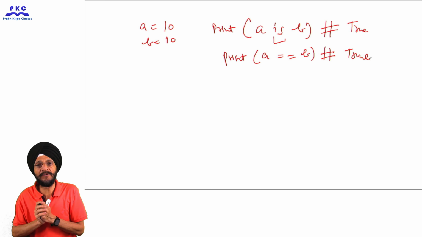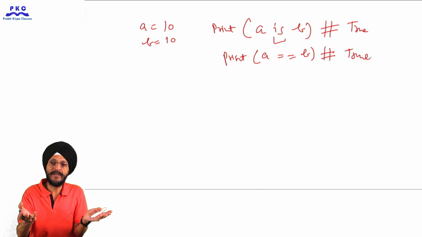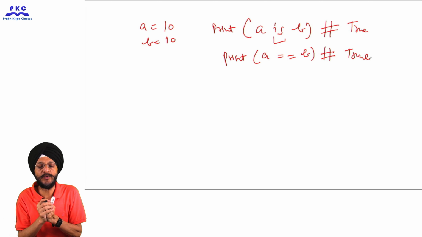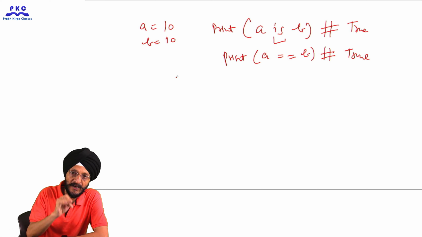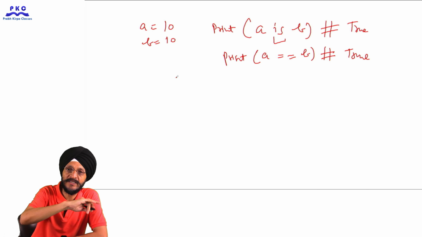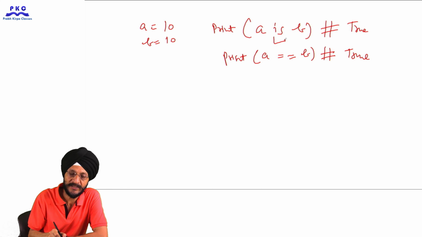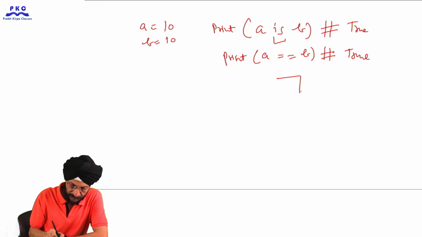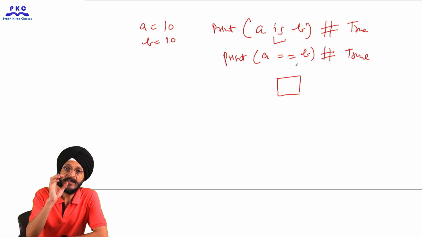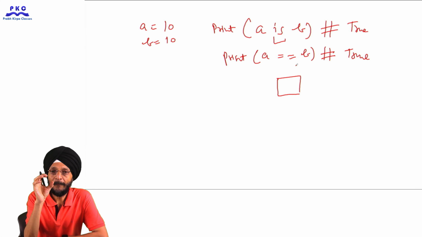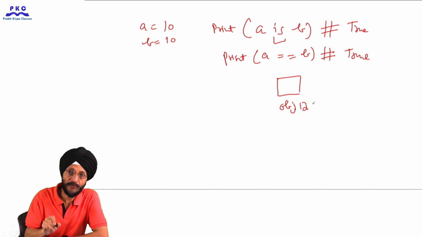So what is the difference between the two? In both cases, the equality operator is giving the result as true, the identity operator is also true, but the working of the identity operator and equality operator is different. In case of the identity operator, it is comparing the object ID of two variables.